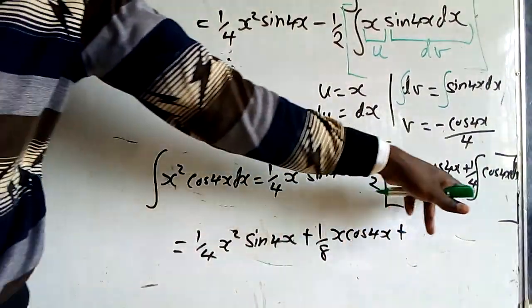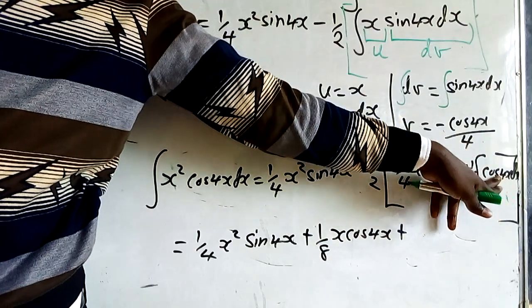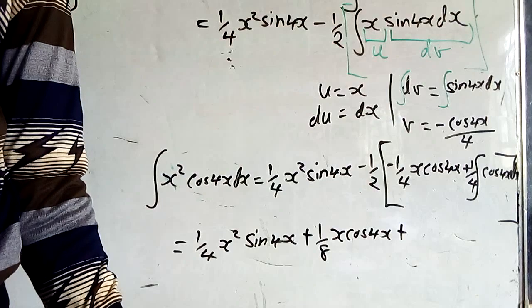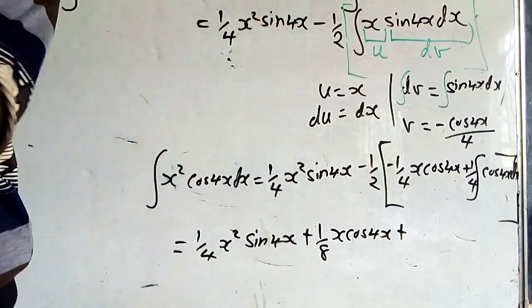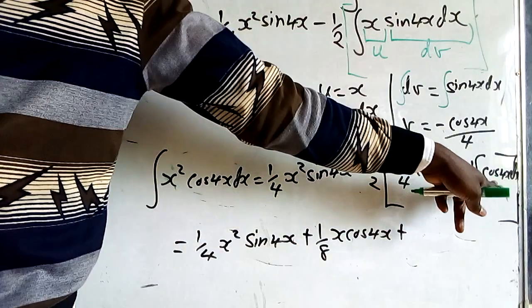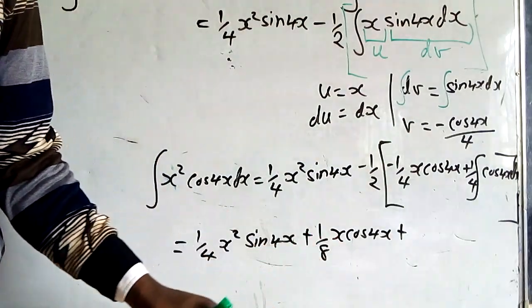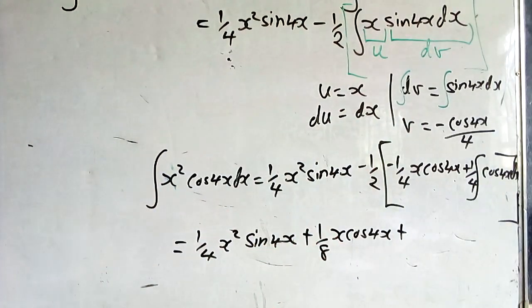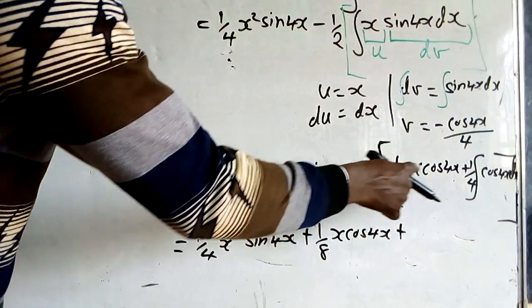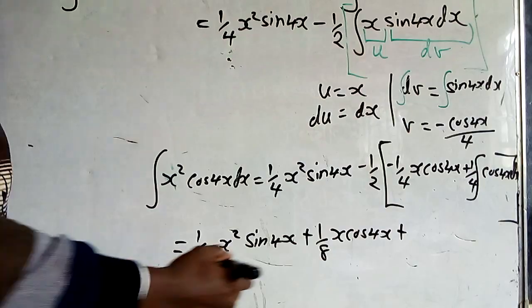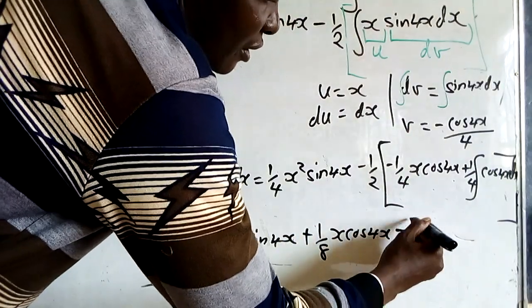So remember, this integral is no longer integration by parts, isn't it? So you can now integrate cos 4x. You only use integration by parts where there is a product of two functions, so there is no integration by parts here. Are we together? So you've already opened the bracket, negative a half times positive 1 over 4, negative 1 over 8, isn't it?